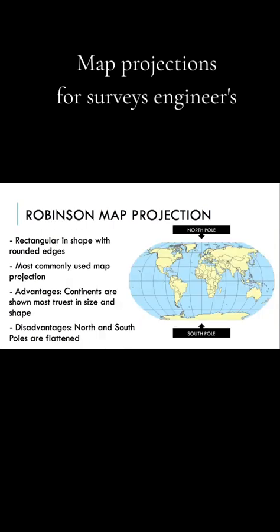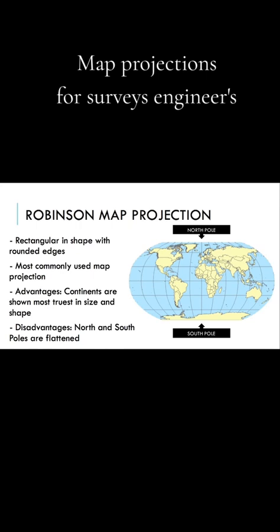The next one we're going to talk about is the Robinson map projection. Now, the shape of this one is rectangular, and we like to say it has rounded edges. So imagine we took a rectangle and we just rounded out the sides, and that's what we've got here. And this is the most common map projection that you'll find. A lot of them are in textbooks, online. This is just the most common that you'll find.